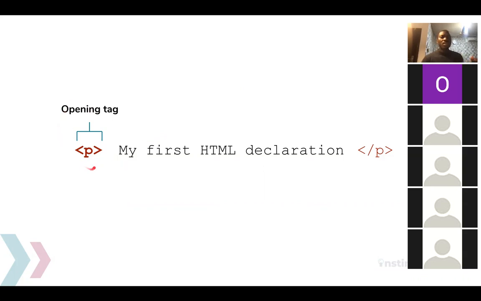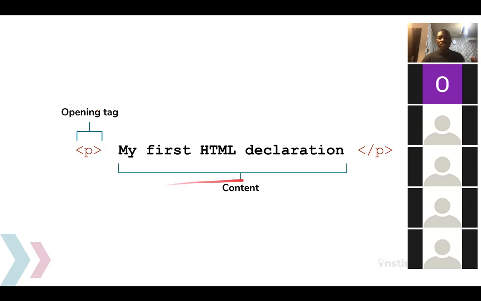Now you see the opening tag, right? Just with angle brackets, open and close, then with a P inside. And if you look forward again, you will see the content in between the tag, which is my first HTML declaration. And if you go to the last stage, you will see the closing tag. The only difference between the opening tag and the closing tag is the /. When you look at it closely, you will see the difference, which is the /. Now the / indicates that this is the end of the declaration.